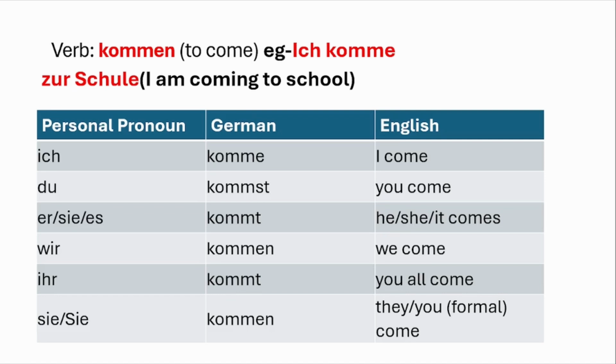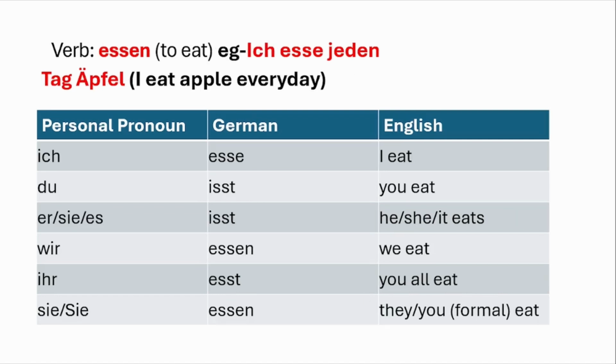Schule means school. Essen means to eat. Ich esse. Du isst. Er isst. Wir essen. Ihr esst. Sie essen. Here, while conjugating the verb essen, you have to be really careful because look at the spelling here. Ich esse, E is here. Du isst, there is I. Please be careful. This is not a spelling mistake. You have to remember this.